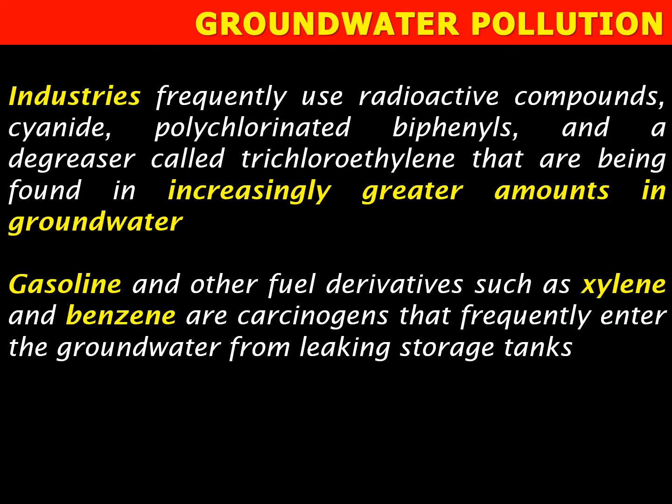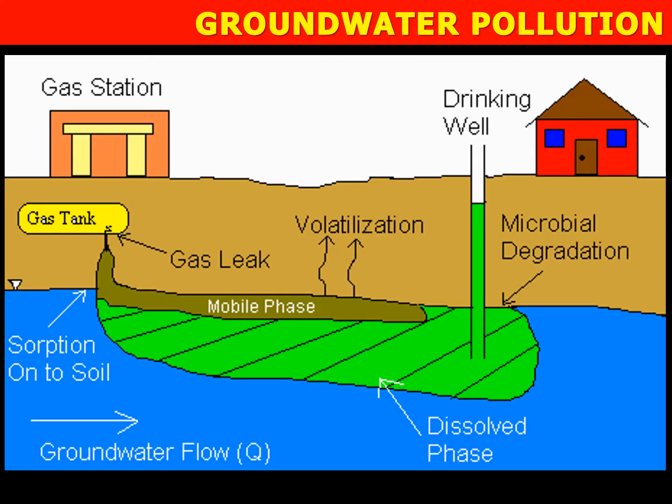Industries frequently use radioactive compounds, cyanide, polychlorinated biphenyls, and a degreaser called trichloroethylene that are being found in increasingly greater amounts in groundwater. Gasoline and other fuel derivatives such as xylene and benzene are carcinogens that frequently enter the groundwater from leaking storage tanks. For example, the petrol station, they also build the tank underground. If the tank is leaking, the petrol will enter the groundwater.